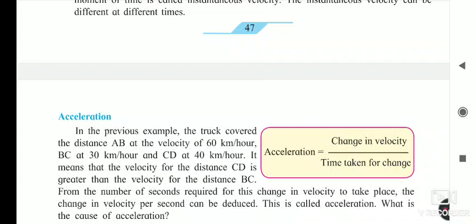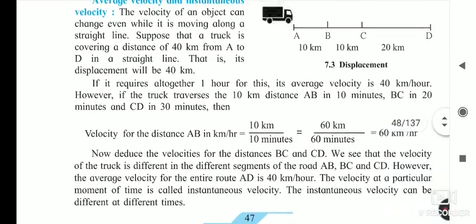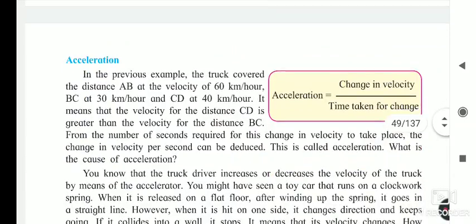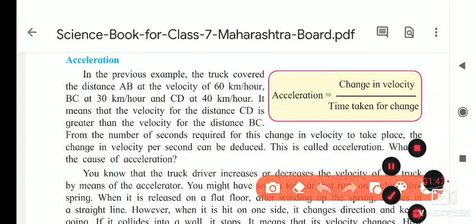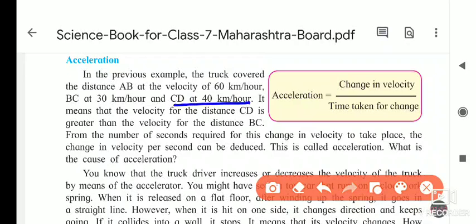It means that the velocity for CD is greater than the velocity of BC. Just now we saw it here: AB's velocity is 60 km per hour, CD's velocity is 40 km per hour and BC's is 30 km per hour. It means that the velocity for distance CD is greater than the velocity for distance BC. If you see here, it is 40 and here it is 30.